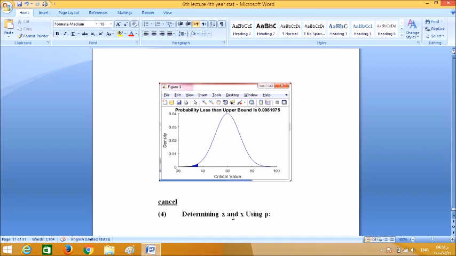Determining z and x using a and b will be cancelled. So this is the fourth point in this chapter. You can cancel this point, as you see. Cancel it.